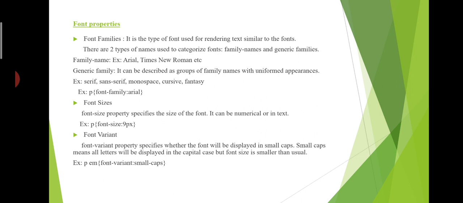Family is nothing but the type of font which will be used for rendering the text. There are two types of names used for the categorization of fonts. The first one is the family name and the second is the generic family. An example of a family name is Arial, Times New Roman, etc. This is an example for the family name.